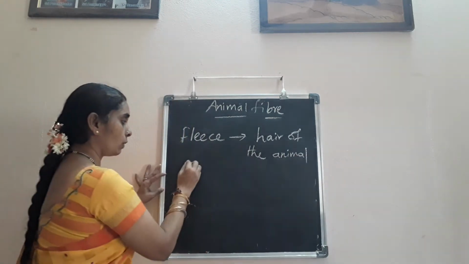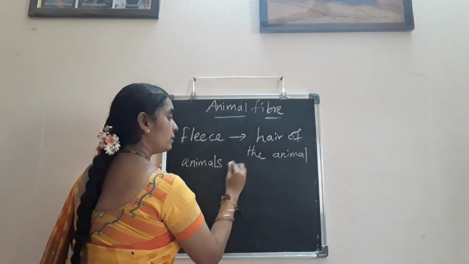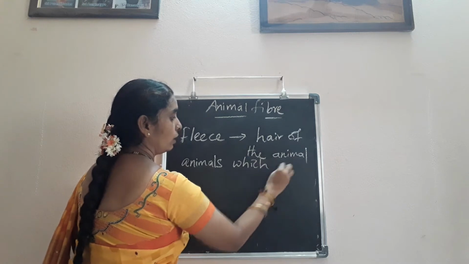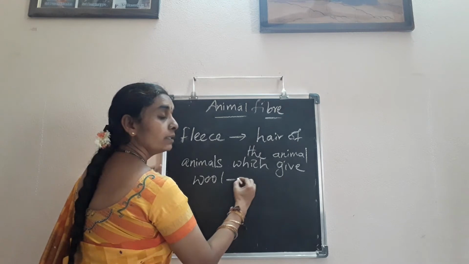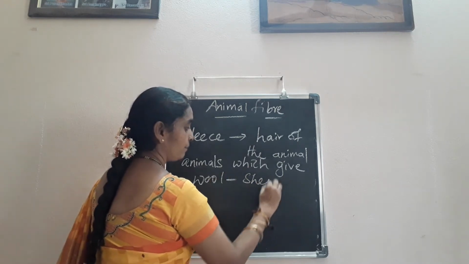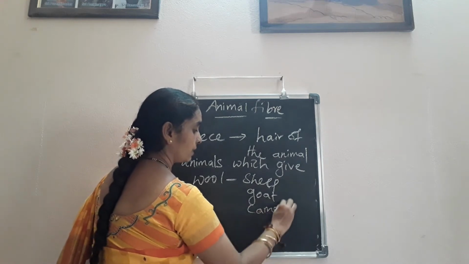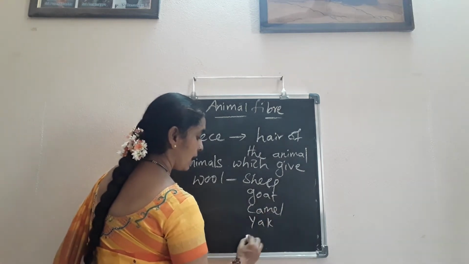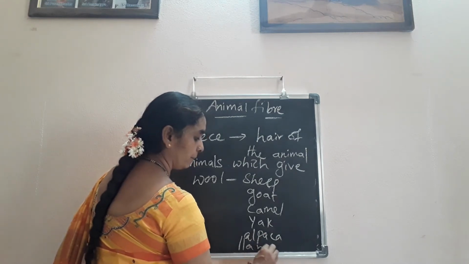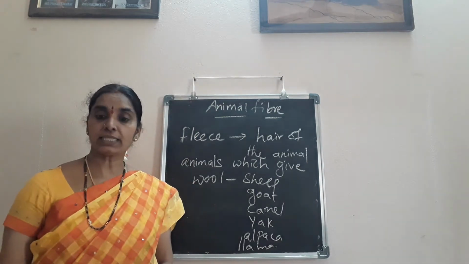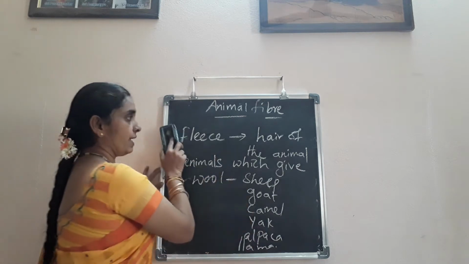So I said about the animals from which we get wool. Animals which give wool, what are they? Sheep, goat, camel, yak, alpaca, llama. Hope you have understood it. Next, we go to the different types of fleece.